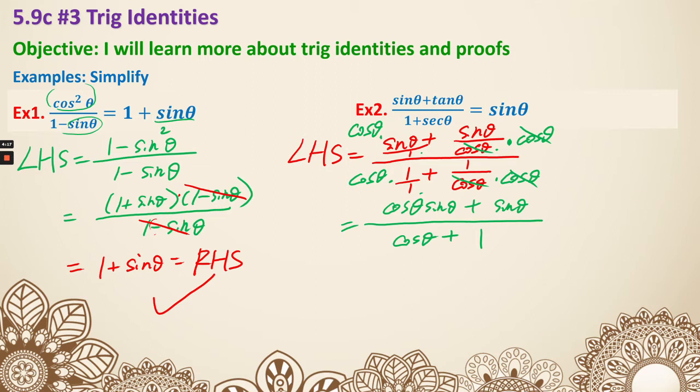But it's not just by crossing them out, because we have these plus signs, so we can't just randomly cancel them out. Instead, on the top, we actually have the sine theta and another sine theta. So we can actually factor out the sine theta. We're going to be left with a cosine theta plus a 1. And the bottom is cosine theta plus a 1.